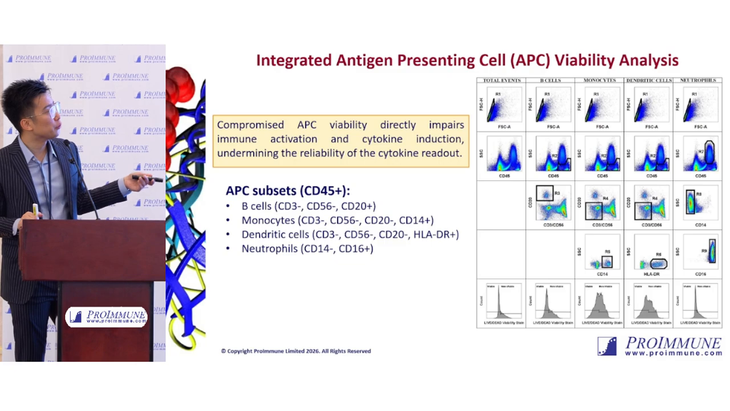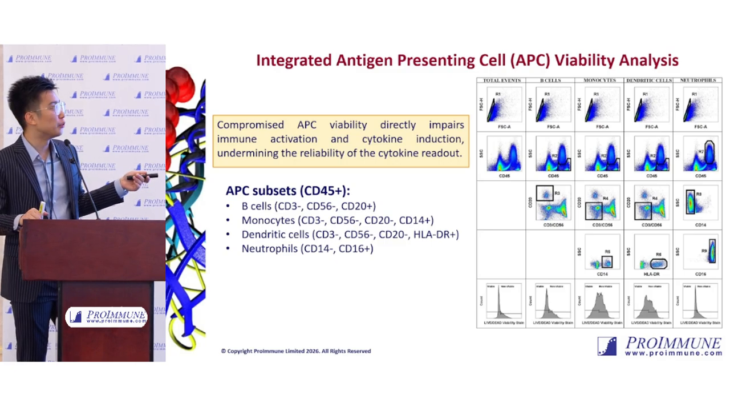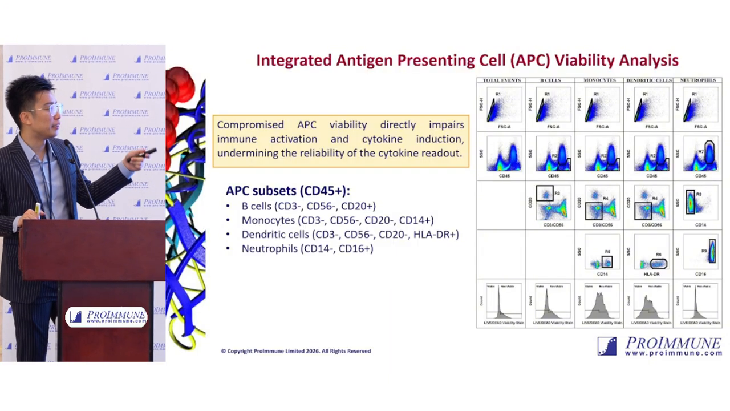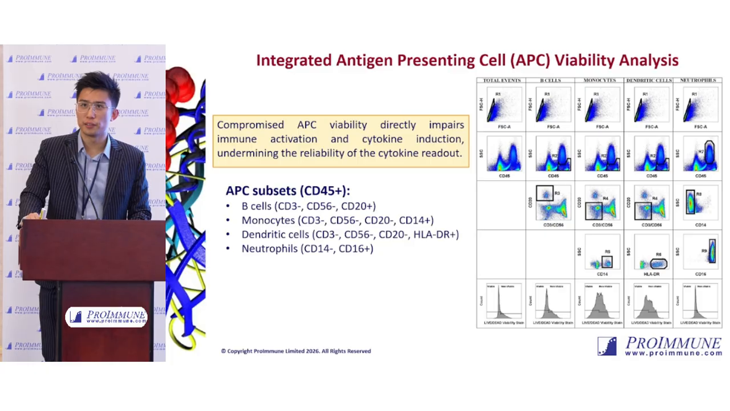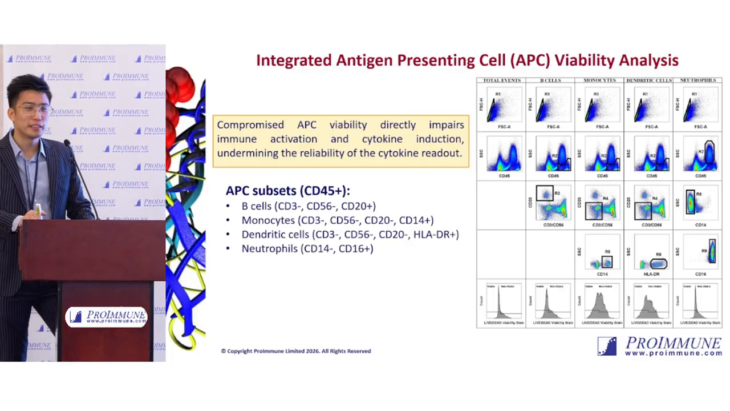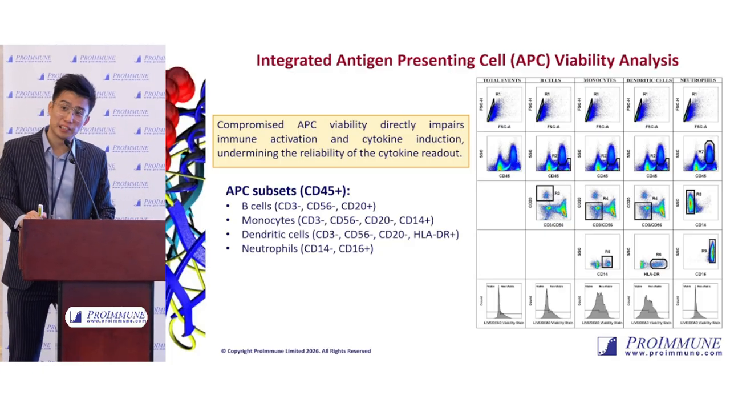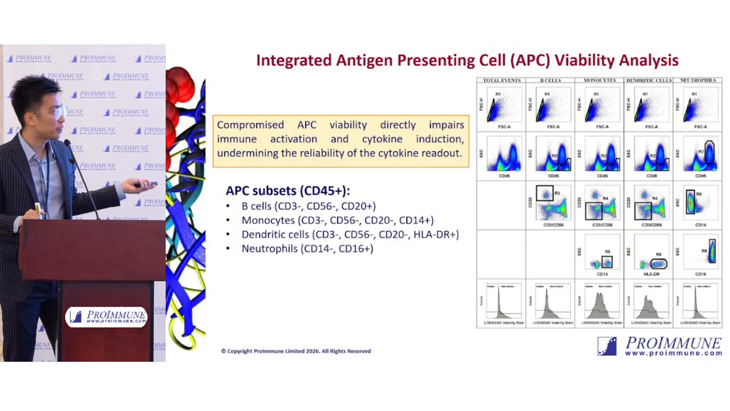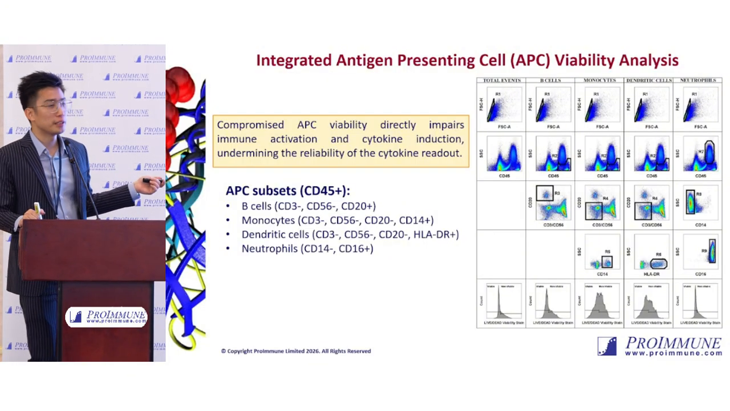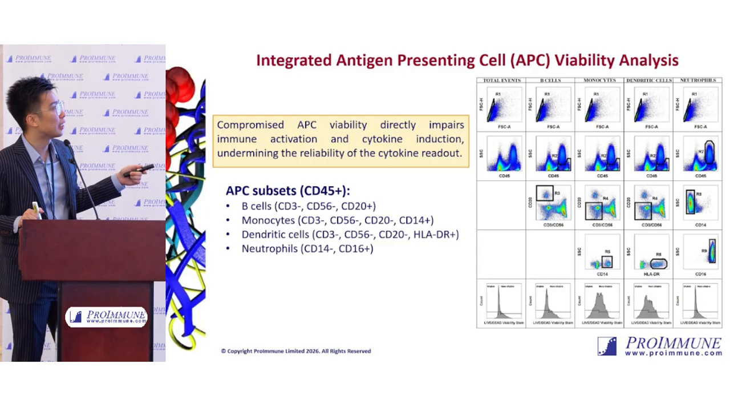So we actually include a number of antibodies to look for different markers such as CD45, CD3, CD20, CD14, HLA-DR, and CD16. So we look at 4 different APC subsets. That's really based on a lot of trial and error before we understood which APCs are of significance to the agency. So we are looking at B cells, monocytes, dendritic cells, and neutrophils. And these are the different markers that we look at.